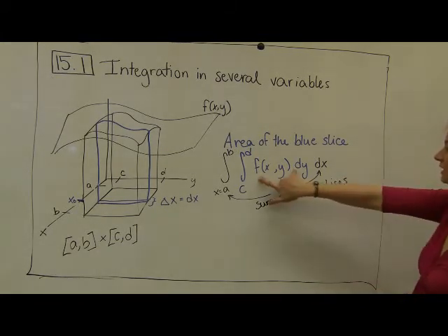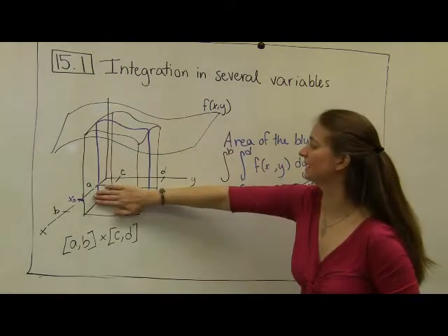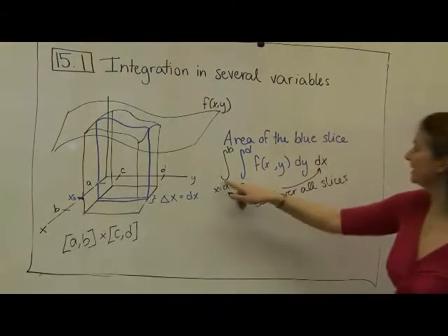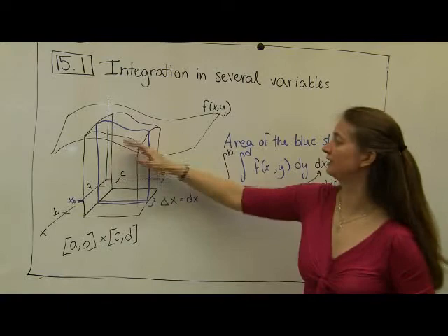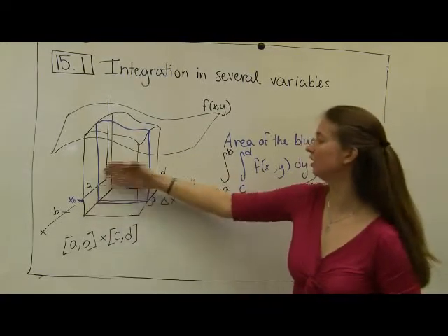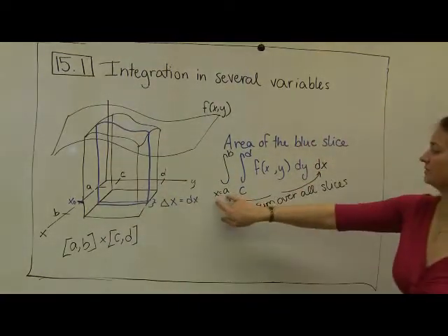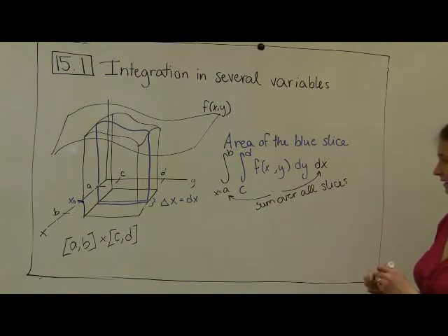So my interior integral is giving me the slice where my x naught is held constant, and the exterior integral is telling me I want to add up all of those slices of bread. If I think of this as a loaf of bread, I need all of those slices of bread as my x goes from a to b.